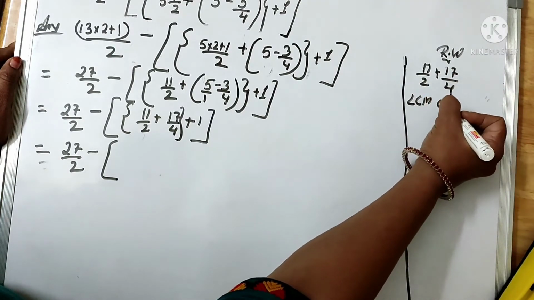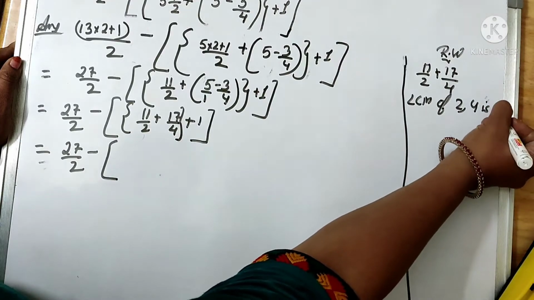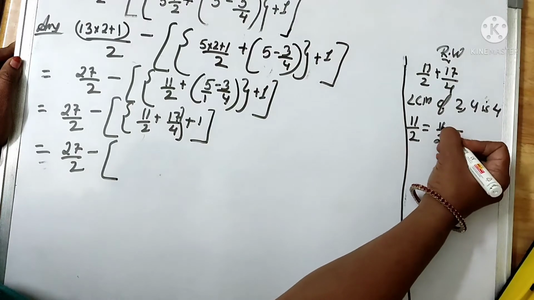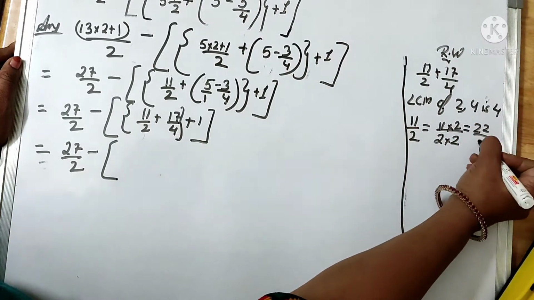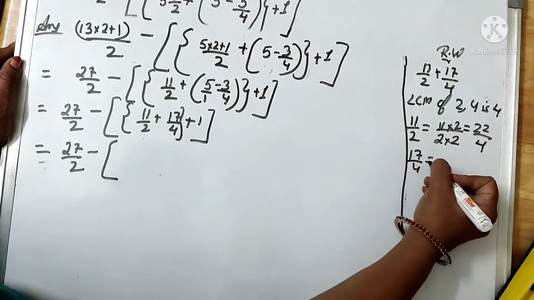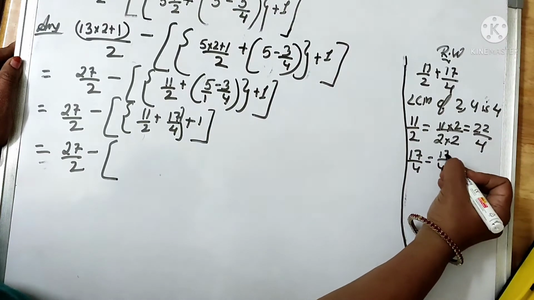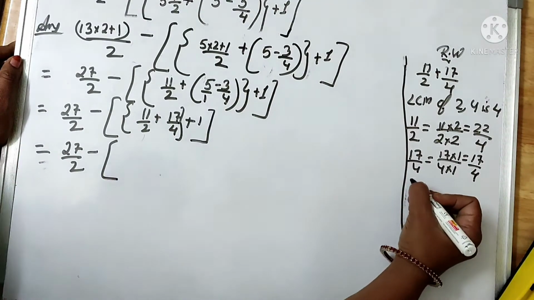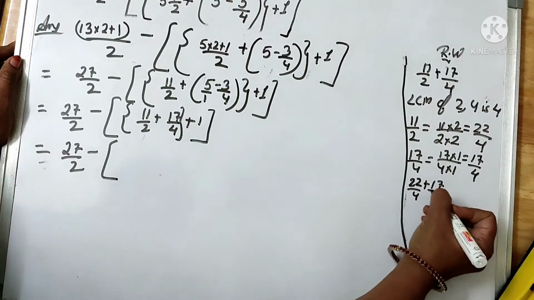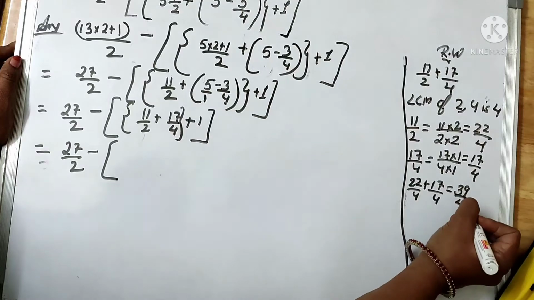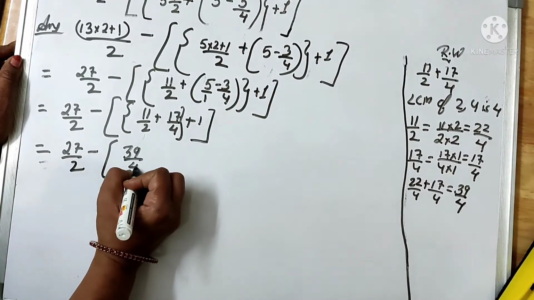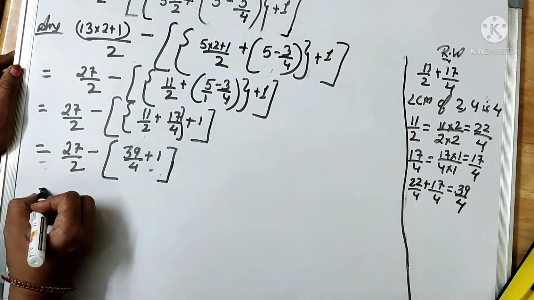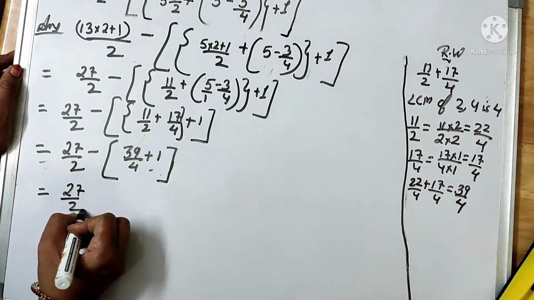Now LCM of 2 comma 4 is 4. Now 11/2, if I have to make the denominator 4, I will multiply by 2, which comes out to be 22/4, and 17/4, if I have to make the denominator 4, I will multiply by 1, which is equal to 17/4. Okay, now 22/4 plus 17/4 is equal to 39/4. So it comes out to be 39/4 plus 1, square bracket closed. Okay, which comes out to be 27/2 minus.